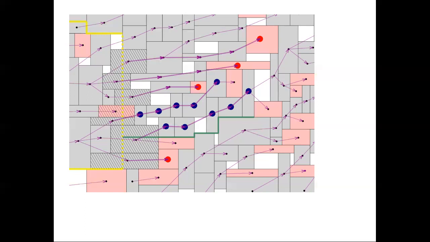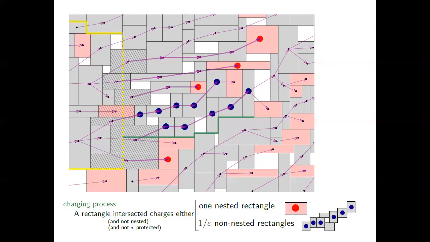Either we can follow a long enough path and we distribute a lot of charge along all that path, or we find someone that is closed and that is already removed, that is red. And then we will actually save this one, and because we assume that it was removed, that is good. So that's the process. Either we charge 1/epsilon rectangles that are not nested, or we charge 1 rectangle that is nested.